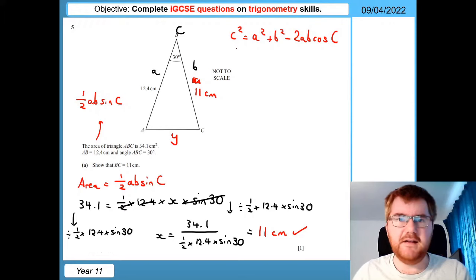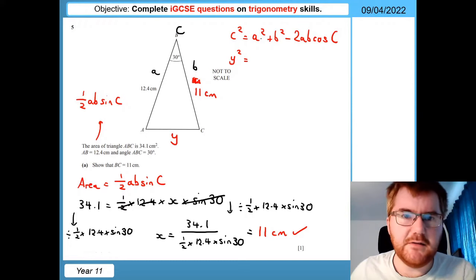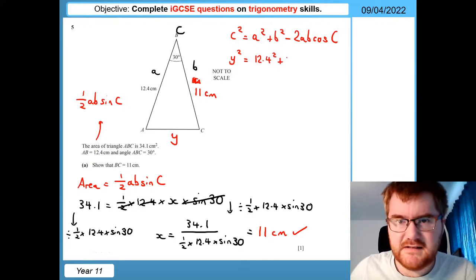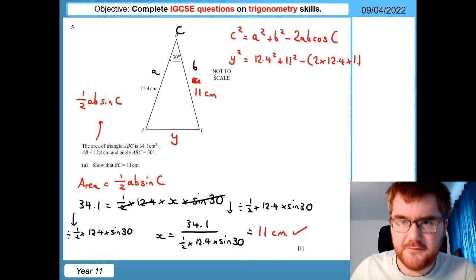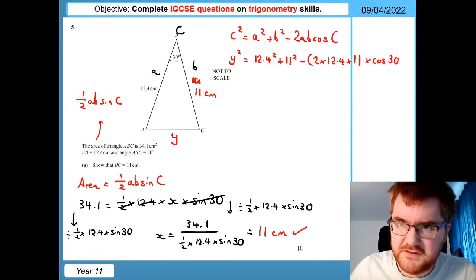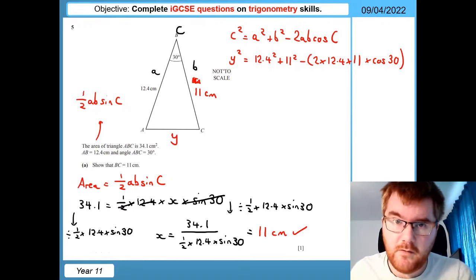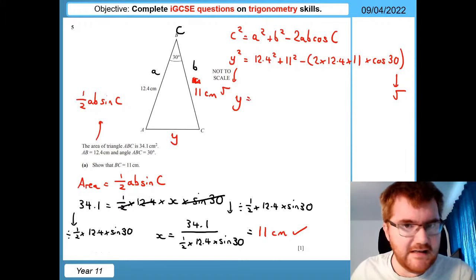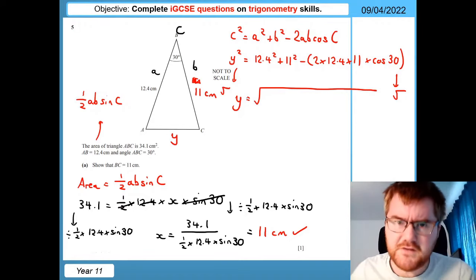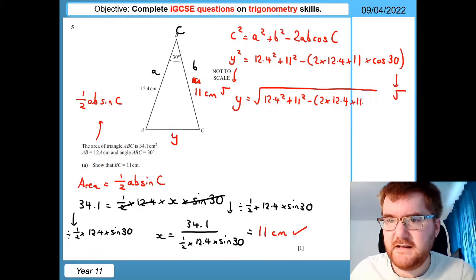And now I can just substitute everything that I know into this. So we're looking for this side, so y squared is equal to, well, a squared and b squared, so 12.4 squared plus 11 squared minus 2 times 12.4 times 11 times the cosine of the angle in between, which is 30. And remember, I want to find y on its own. So what's the opposite of squaring? Well, I do need to square root on both sides. So notice I haven't reached for my calculator yet. I'm waiting until I get to this final step. So y is equal to the square root of 12.4 squared plus 11 squared minus, open brackets, 2 times 12.4 times 11 times cos 30.